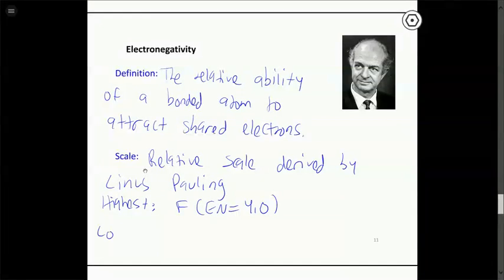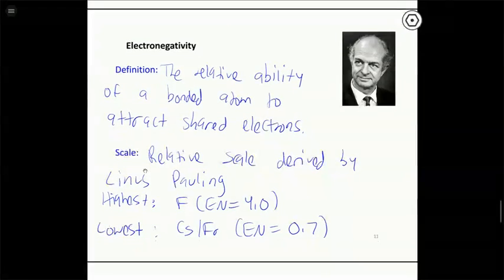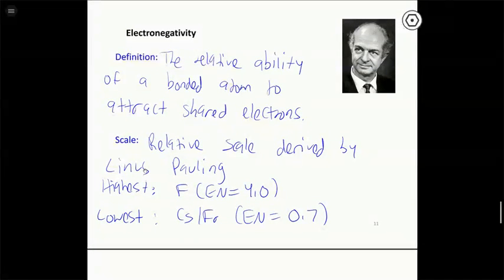And the lowest is going to be cesium and francium on the other complete opposite extreme of the periodic table in the lower left, which have electronegativities of 0.7. All right, so it's not a very wide scale. It goes from 0.7 to 4. So there's a lot of elements, a lot of atoms that have very similar electronegativity values, but there is a scale and there is a pattern for it.